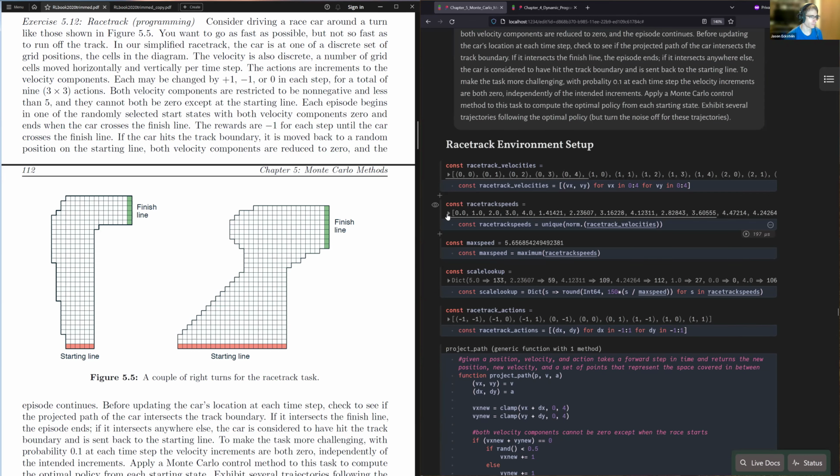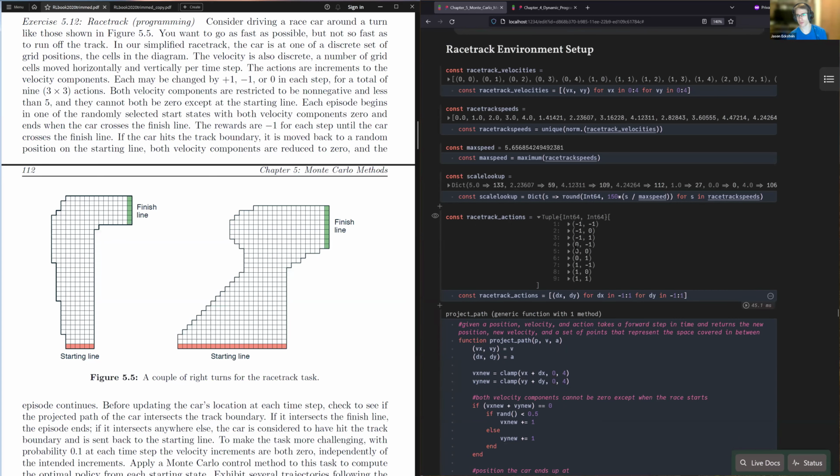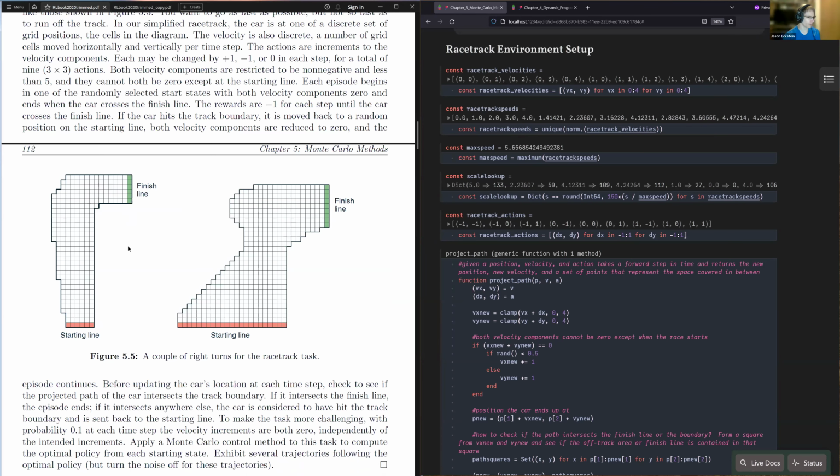And then I have the speeds. And then these are the actions. So the actions just represent changing the velocity in either the X or the Y direction. And you can only change it by a value of 1, or you could not make any change. And the idea is you update the position of the car. And if the car would happen to cross outside of the track, then it starts again at the starting line with a random position and no velocity. So that is the setup of the environment.